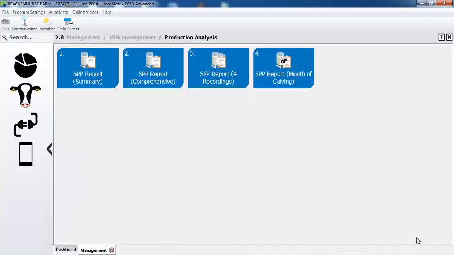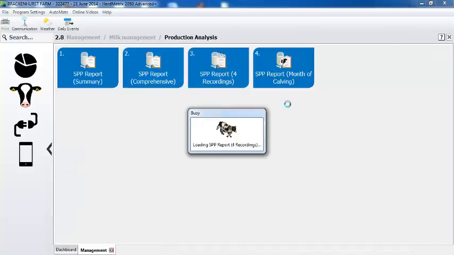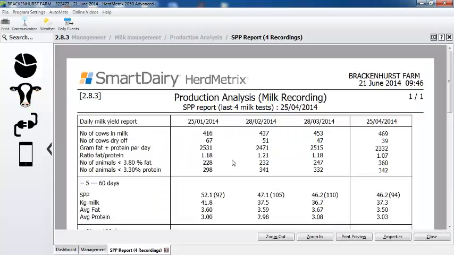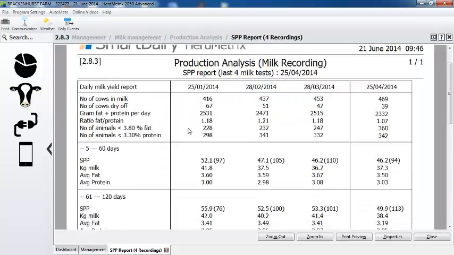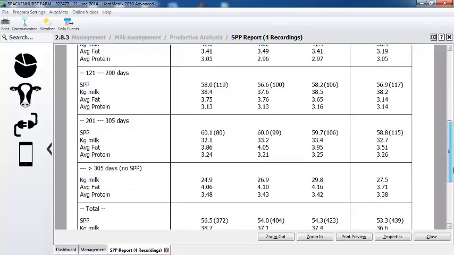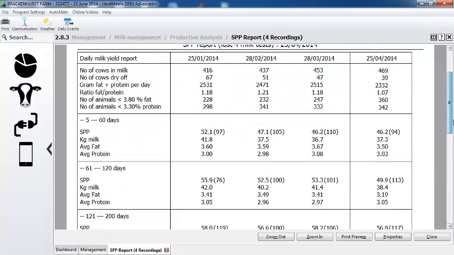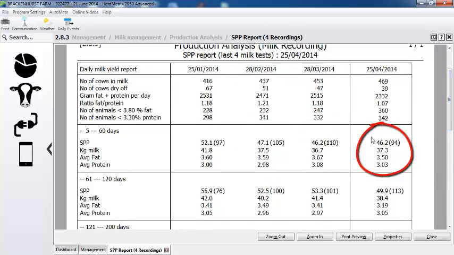If we close this report and we then look here at the SPP report over the last 4 recordings, here we can look over a period of time how our cows are producing milk. So here if I look between 5 to 60 days, I can just look at the top line and say, well, in fact, the fresh calved animals were milking better in January, you see this figure of 52, compared to April. As we look further down and we look at the cows later in lactation, you can see very consistent, very consistent. So in fact, if we do have a problem, it really is with this group of animals sitting here.